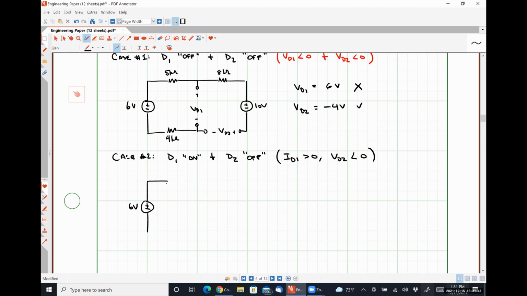So here's our 6-volt source. Here's our 5 kilo ohm resistor. We're saying that diode 1 is on, so we replace it with a short circuit. We're saying that diode 2 is off, so it's still going to be an open circuit. Negative VD2 plus ID1, like so.